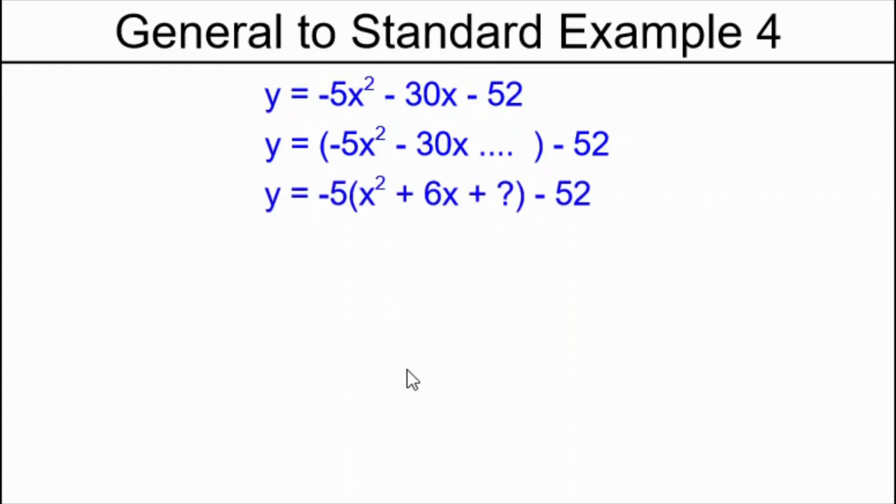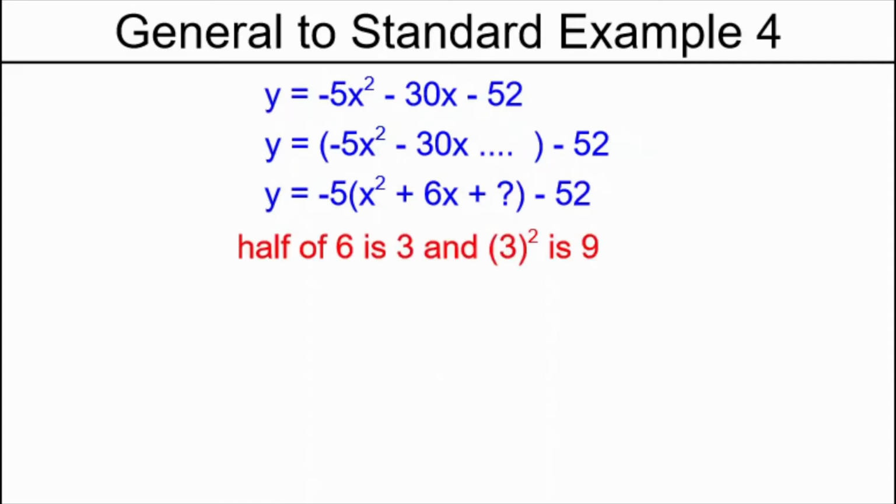Next, we have to factor the negative 5 from the two terms inside the bracket. We need to have x squared as our first term in our trinomial. Since we have negative 5x squared, we have to get rid of the negative 5. When we do that, we end up with x squared plus 6x inside the bracket.